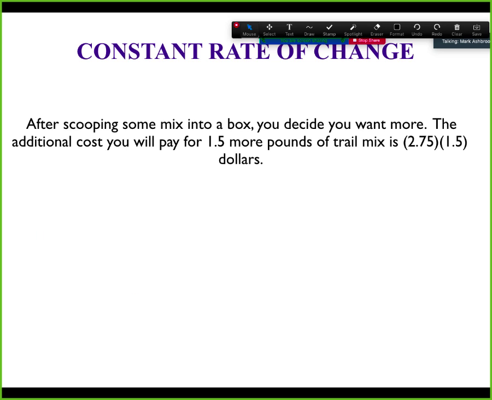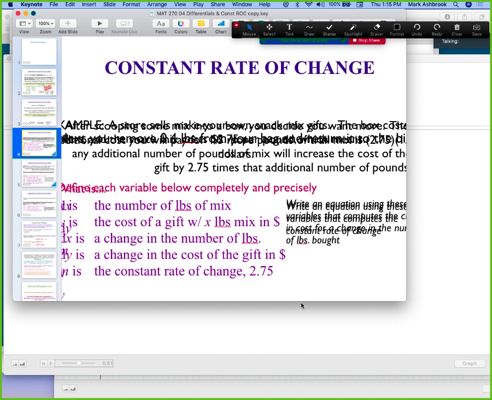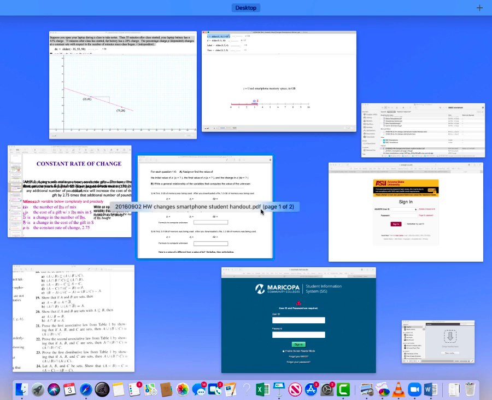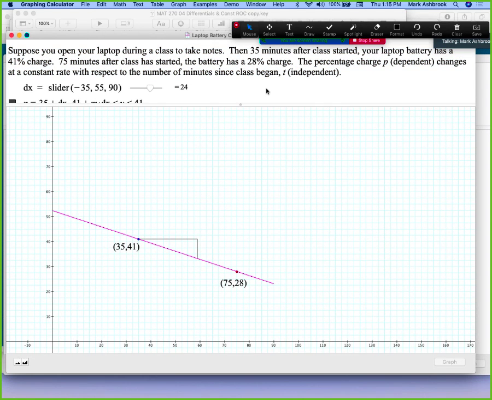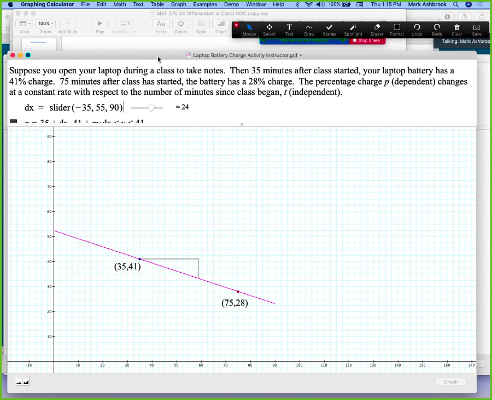I want to show you your homework for Tuesday, which is this. I have not posted it yet; I'll post this afternoon. This is the laptop battery activity. We did a little bit on day one. We were just plotting some points and sketching some lines.